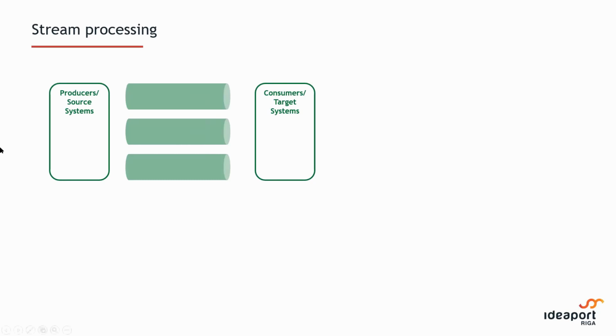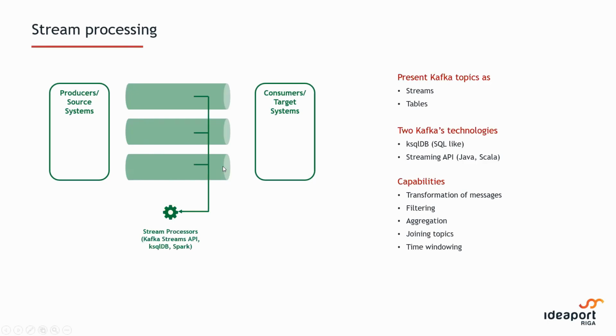So the thing here is that, okay, we've got these producers and consumers, or source system and target system. We've got Kafka topics. And the first thing we have is different Kafka components or technologies, whatever you want to call them, which provide you with stream processing. On one hand, you can use the tools which come from Kafka, like the Streams API and ksqlDB, but you can also use Spark, which is also fit for these purposes.